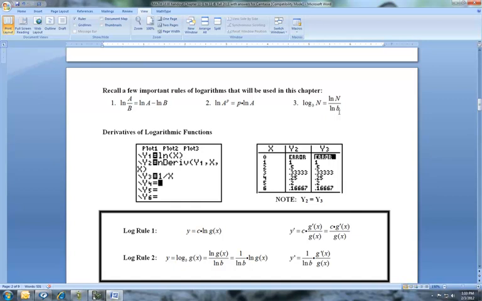If we were in the other calc class, then we would be using the difference quotient to come up with these formulas, but we're not. We're in this one, and we're just going to find how to find derivatives of logarithms.